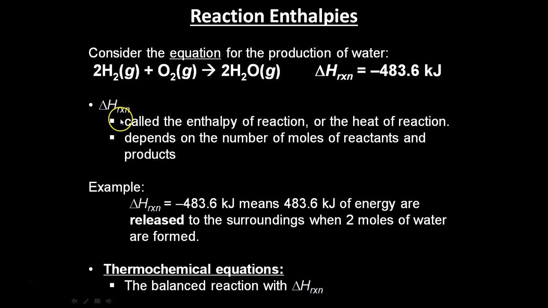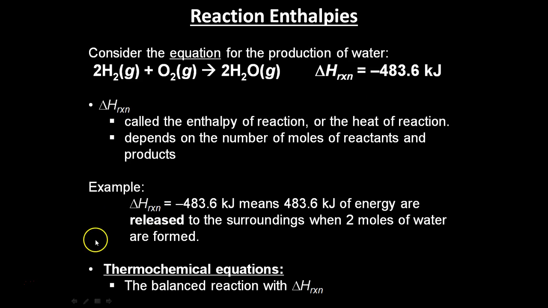So this delta H reaction, this is the enthalpy for the reaction, or the heat of the reaction. So if I use that term, just recall that I'm just talking about how much heat is given off during the course of the reaction. And it is dependent on the number of moles. That's what I was saying about the stoichiometry. You need this many moles of this and this many moles of that to get this much heat. If you only have half the moles of the reactants, you only get half the heat. If you have double the moles of reactants, you get double the heat.